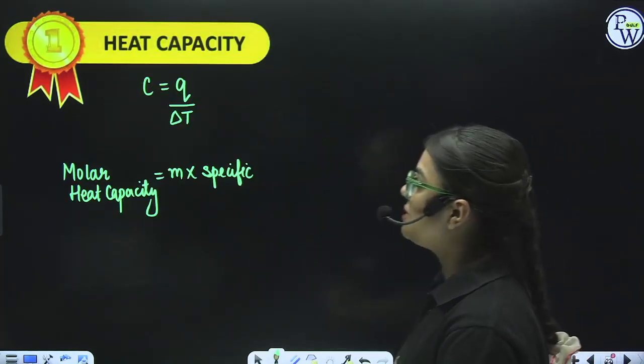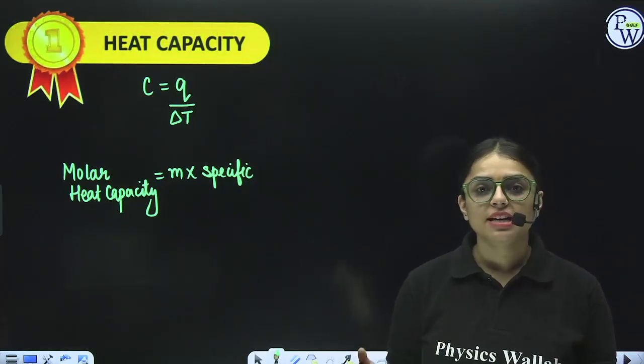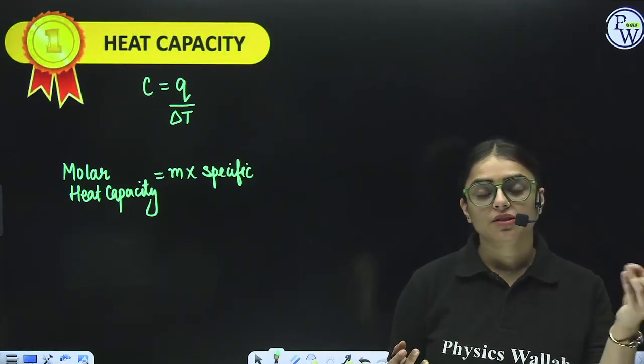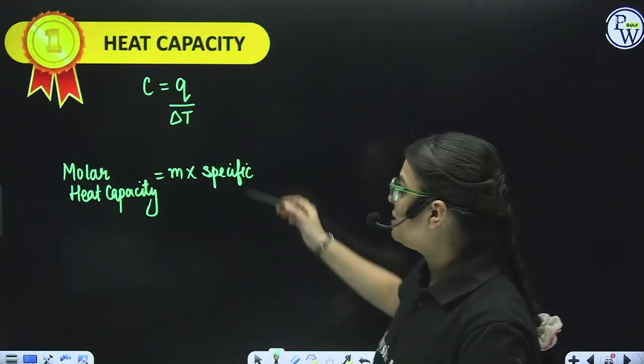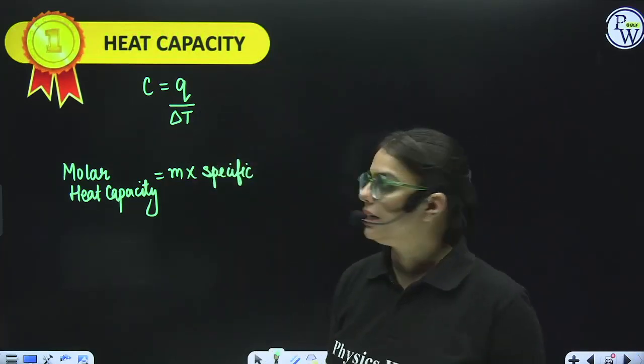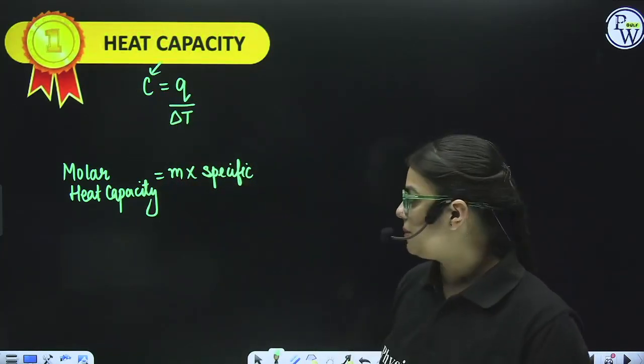Let's talk about the next part, that is heat capacity. Now what is heat capacity? Basically that is the change in heat when there is a rise of 1 degree Celsius in temperature. So basically that is equivalent to Q by delta T. Heat capacity is represented by C and it is equivalent to heat by change in temperature.